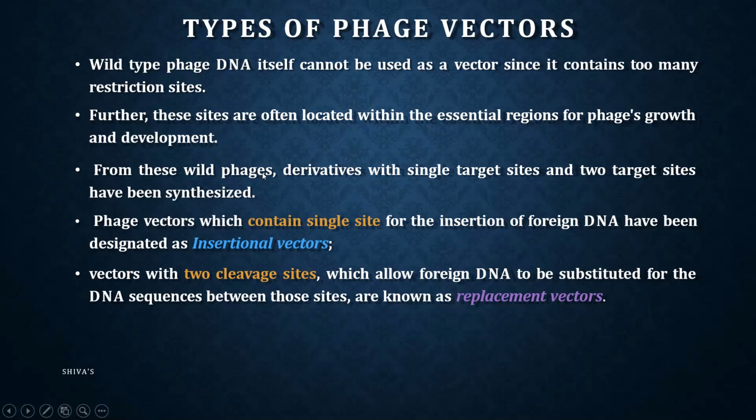For this, phage derivatives with a single target site and two target sites are synthesized. Vectors which contain a single site can be designated as insertional vectors, and where there are two cleavage sites, they are known as replacement vectors, which allow foreign DNA to be substituted for the DNA sequence between those two cleavage sites.